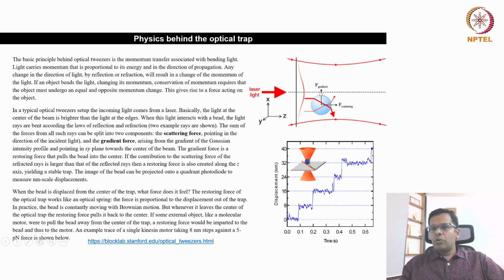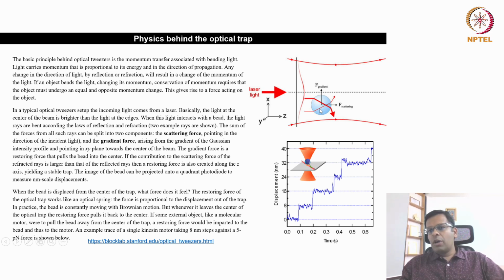But when it goes away from the center of the beam, this gradient force pulls it back to the center of the beam. And if some external object like a molecular motor were to pull the bead away from the center of the trap, a restoring force would be imparted to the bead and thus to the motor.